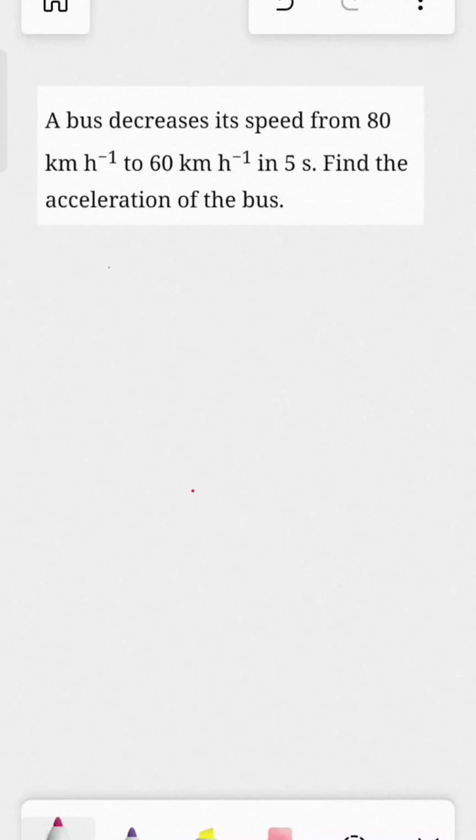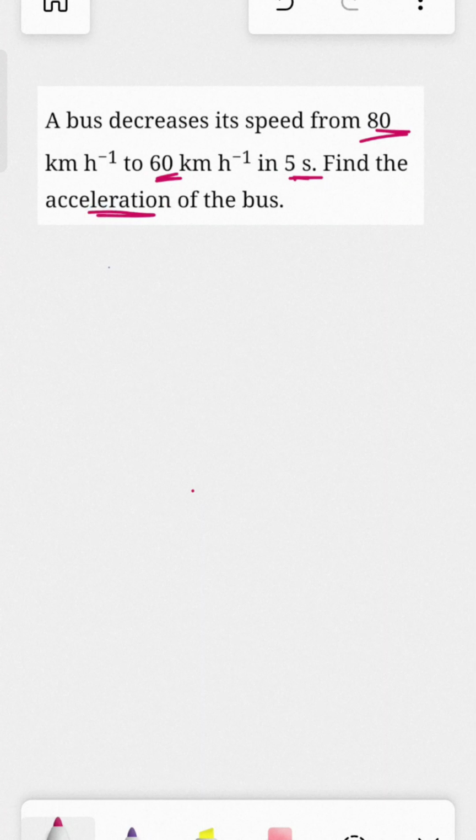So let us see what we have here in this problem. This problem is based on the concept of acceleration. Let us see this problem. A bus decreases its speed from 80 km per hour to 60 km per hour in 5 seconds. We have to find out the acceleration of this bus.